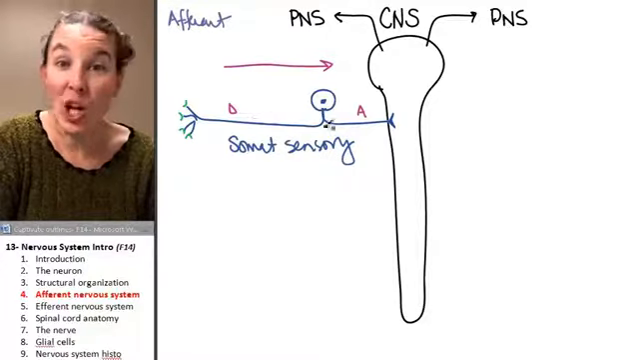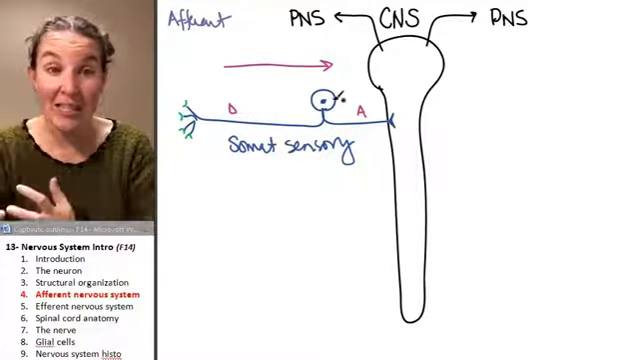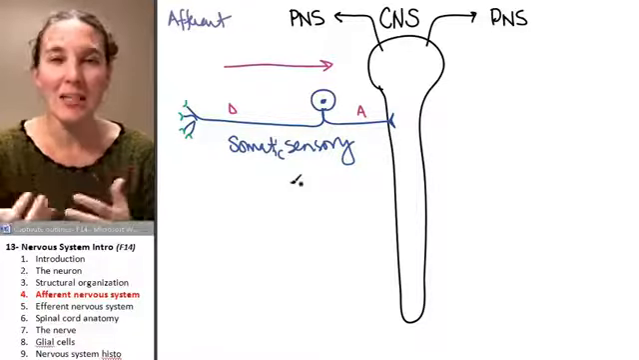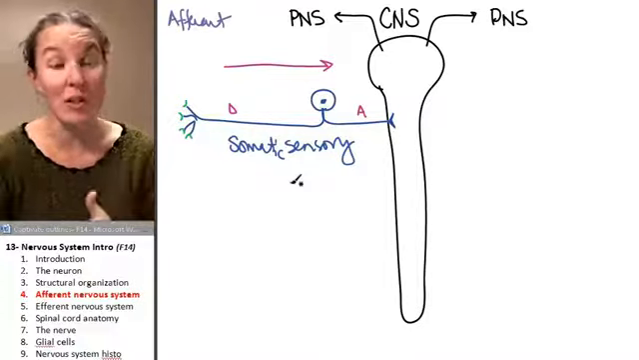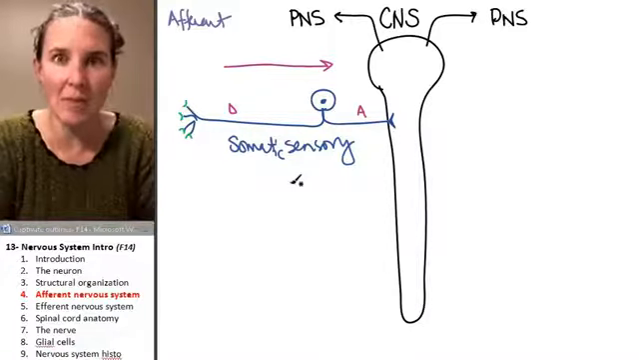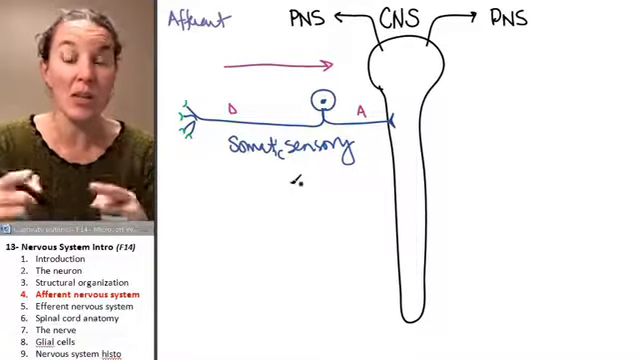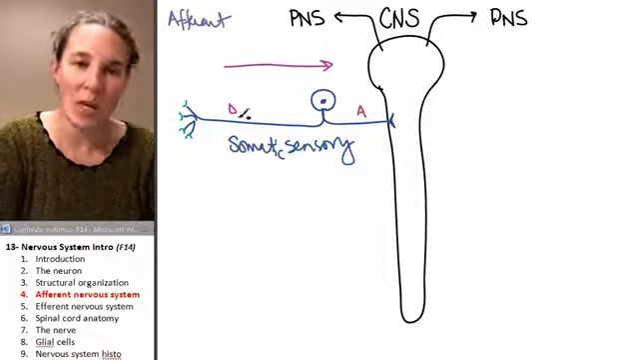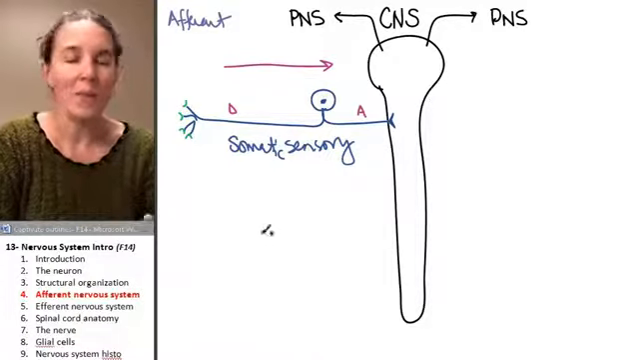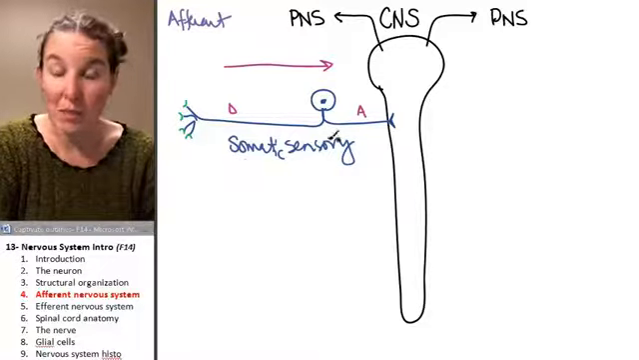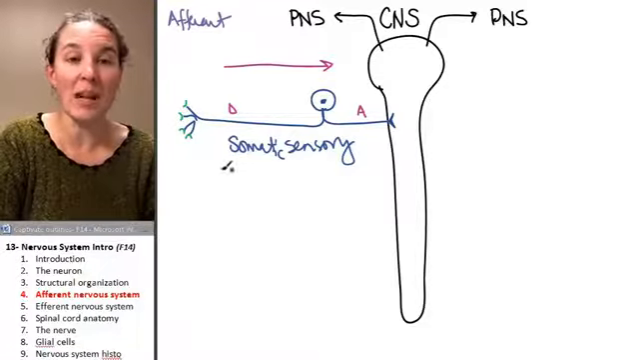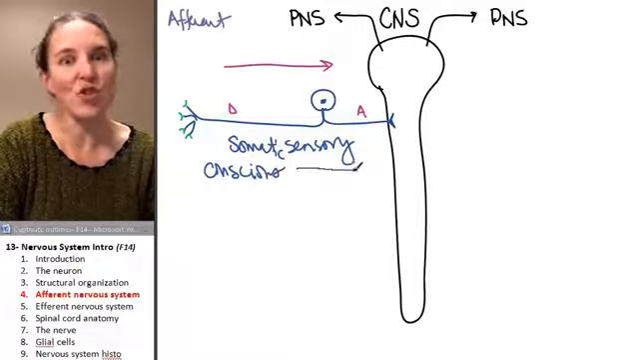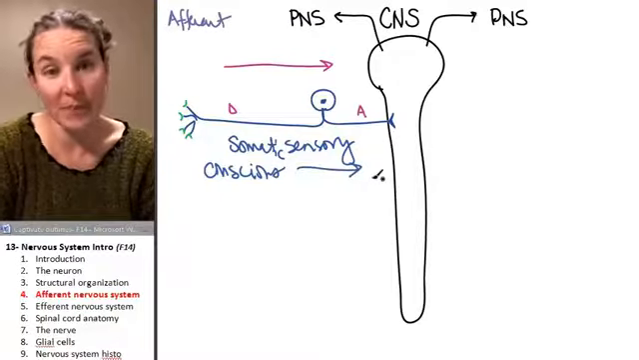A neuron that carries somatic sensory information to the central nervous system can be described as somatic sensory. So a neuron can be somatic sensory. The information can be somatic sensory. Sometimes we call this neuron, this pathway, a fiber. The fibers can be somatic sensory. The bottom line is that you're conscious of the information, and it's traveling toward the central nervous system.